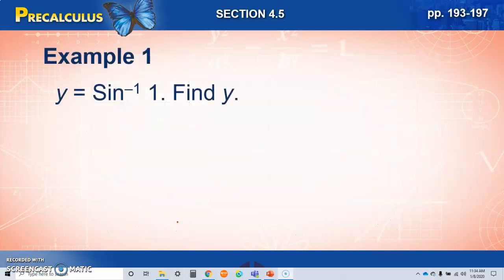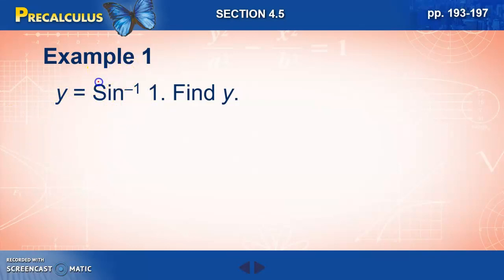All right, so let's put the graphs aside for a minute and rely on our knowledge of unit circles here. We were given this problem, y equals the inverse sine of 1, or arcsine of 1, and we want to find y. Remember, we can read this as y is the angle whose sine is. This whole part can be read as the angle whose sine is.